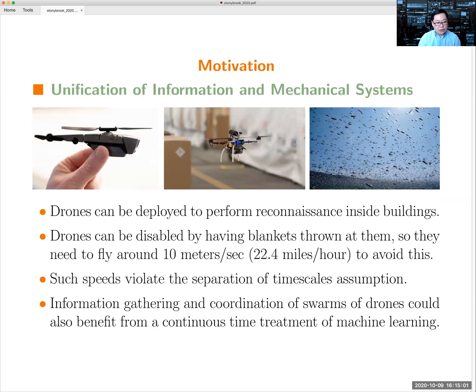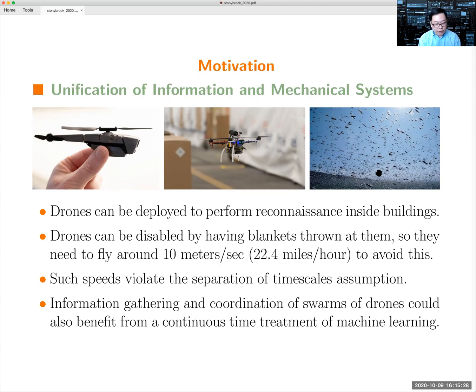To be more precise about the motivations we have in mind, what we're really looking at are these little drones, and instead of just having a small number of them, you have potentially swarms of them. Drones, of course, have been used to perform reconnaissance out in the field. But where it's perhaps more interesting from the point of view of the separation of timescales issue is if you try to use them to perform reconnaissance inside buildings in built-up urban areas.